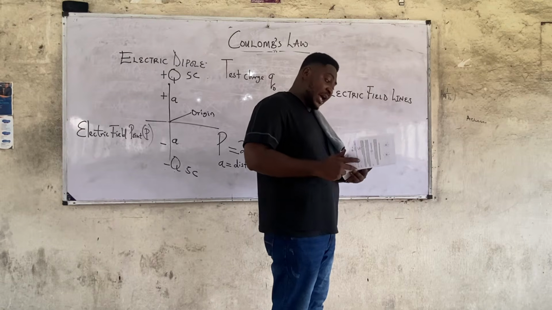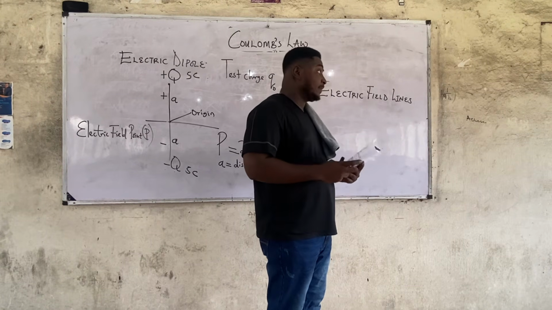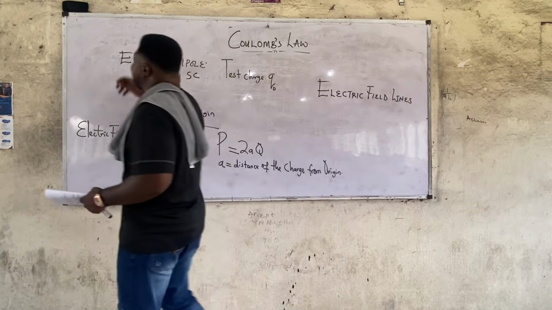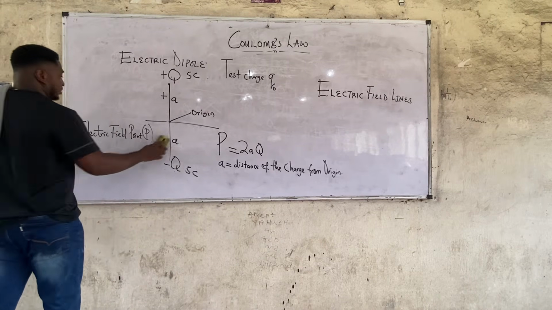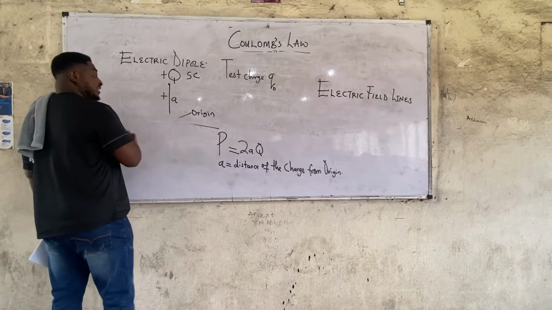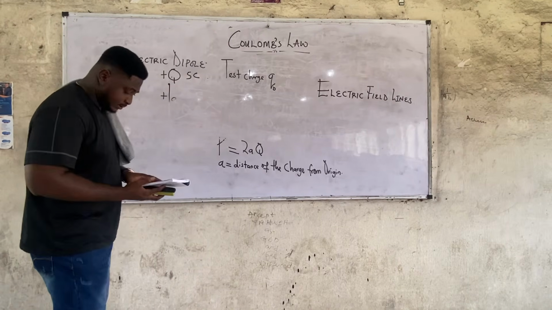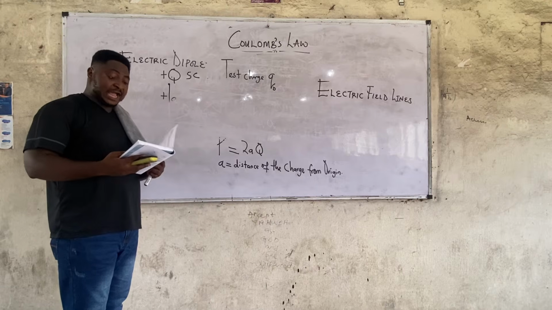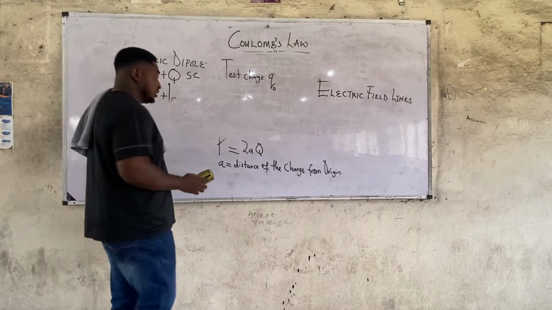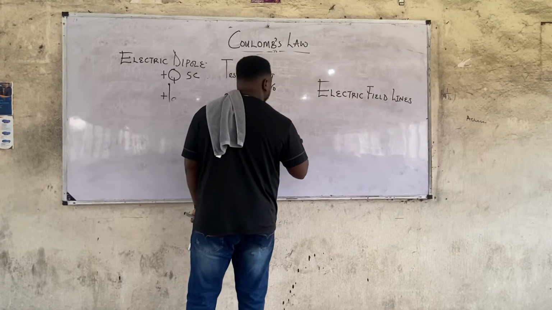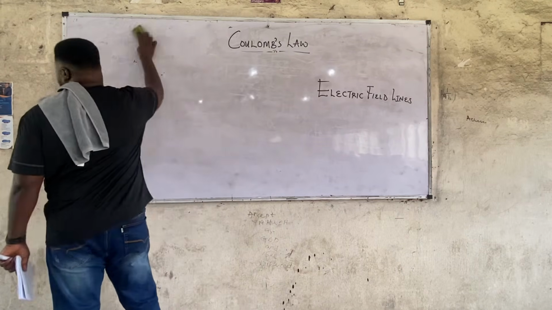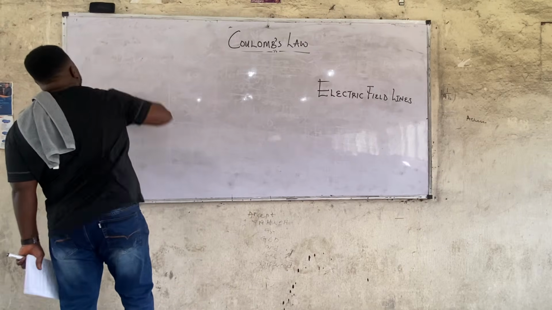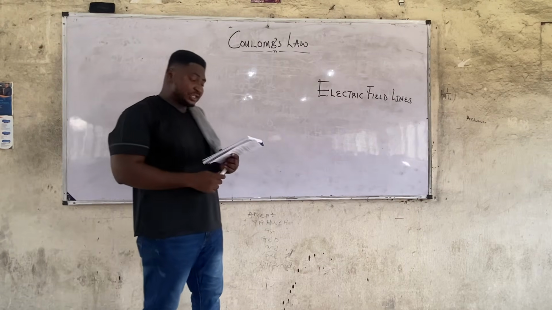Write down charge density. Under charge density, write down linear charge density, surface charge density, and volume charge density.